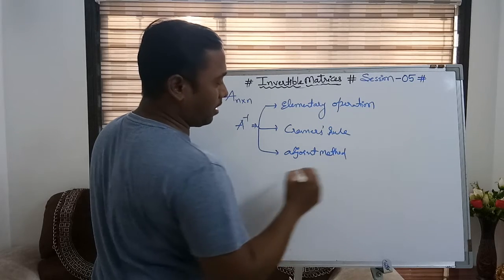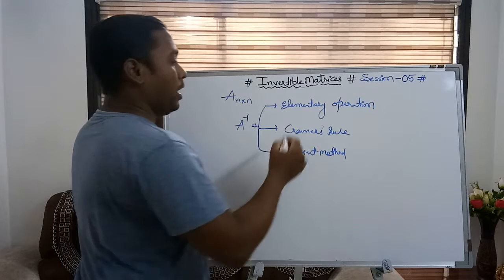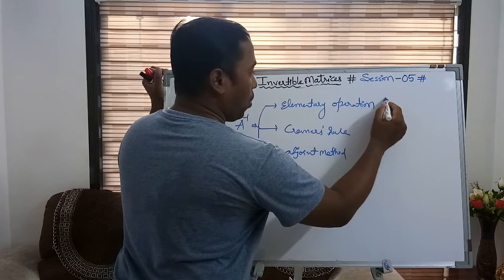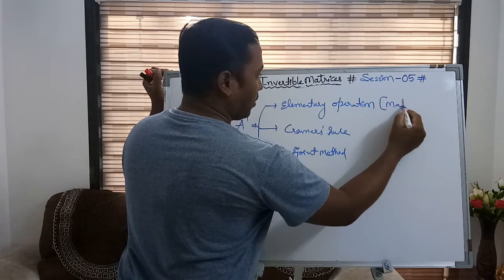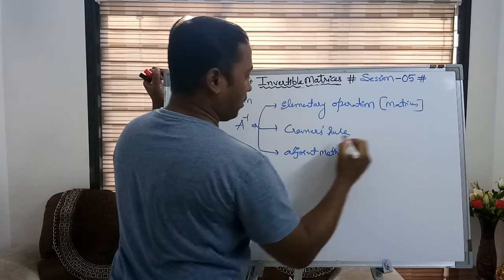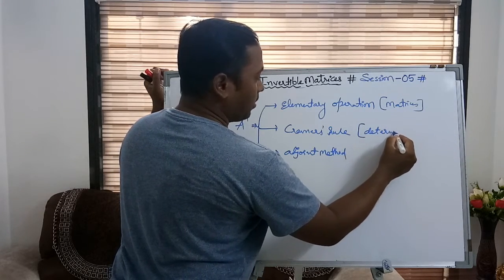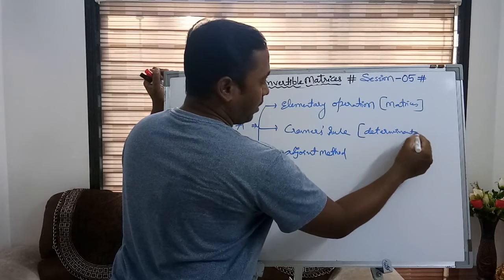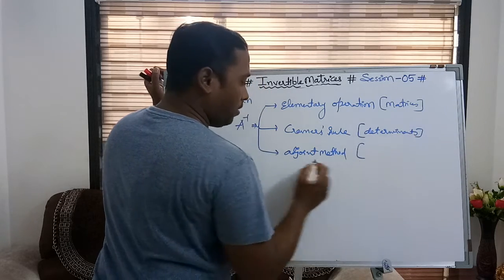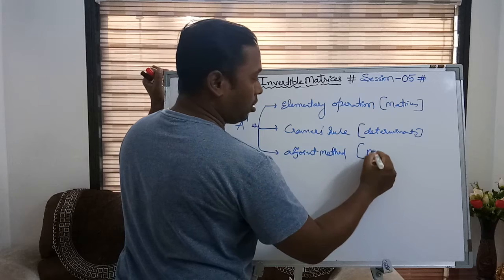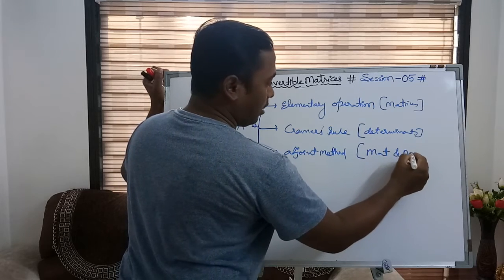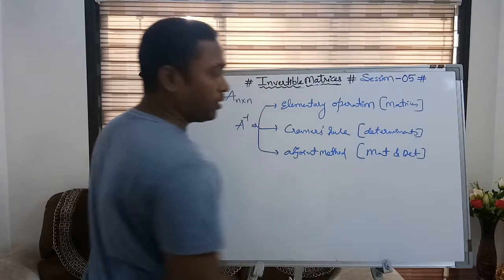Okay, or also matrix method. Now, elementary row operation is purely based on matrices. Cramer's rule is purely based on determinants. That is the next chapter, Determinants. Here the adjoint method is a combination of matrices and determinants both.